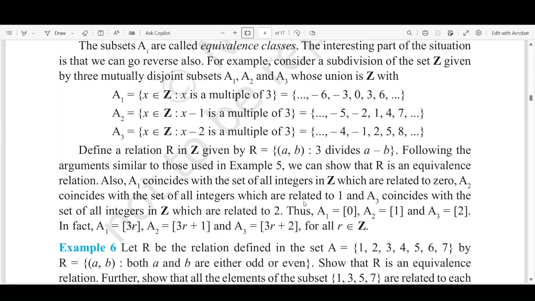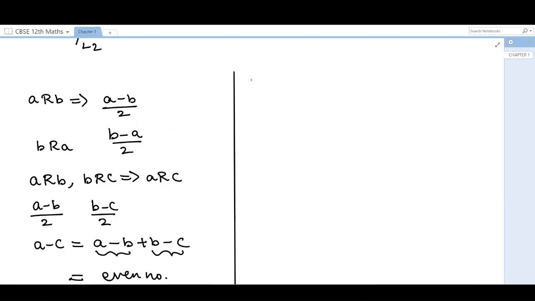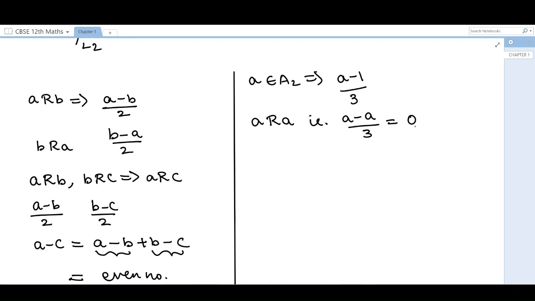If you take any element from the set A2, say a, such that a minus 1 is a multiple of 3, therefore it is divisible by 3. Now we have to verify whether a is related to itself, that is, a minus a is divisible by 3. Since a minus a equals 0, which is divisible by 3, we can say a is related to a. Therefore, R is reflexive.